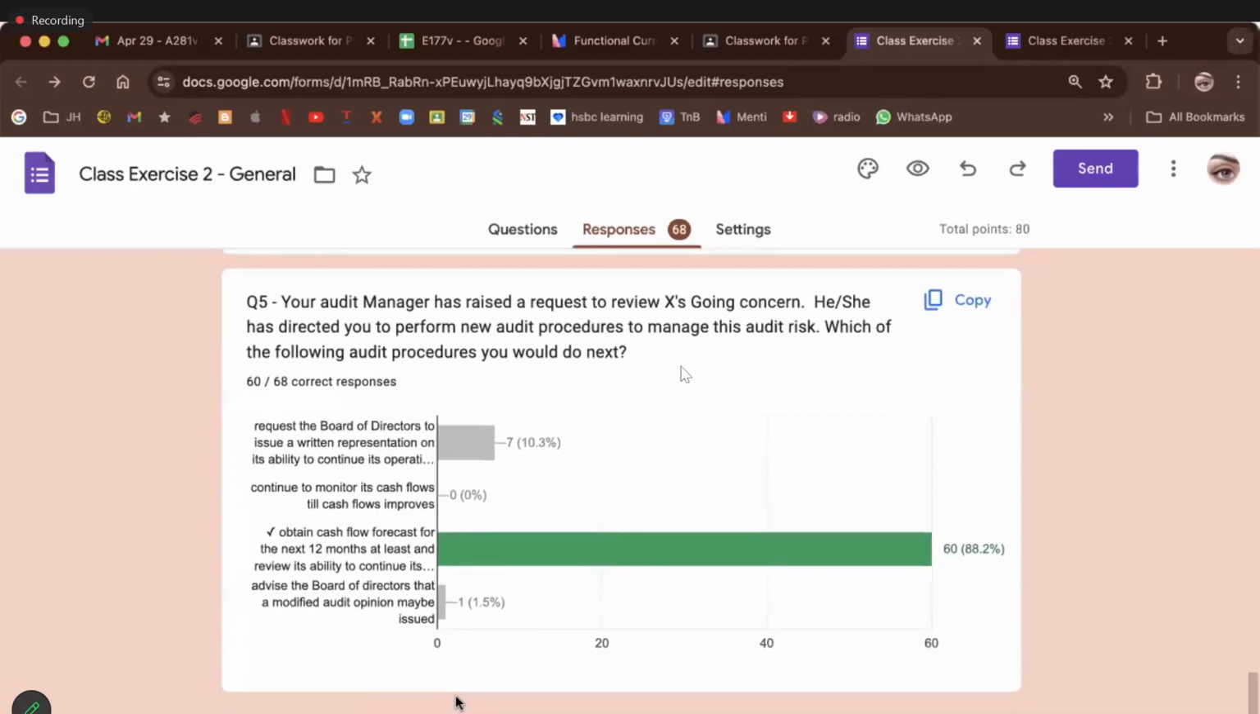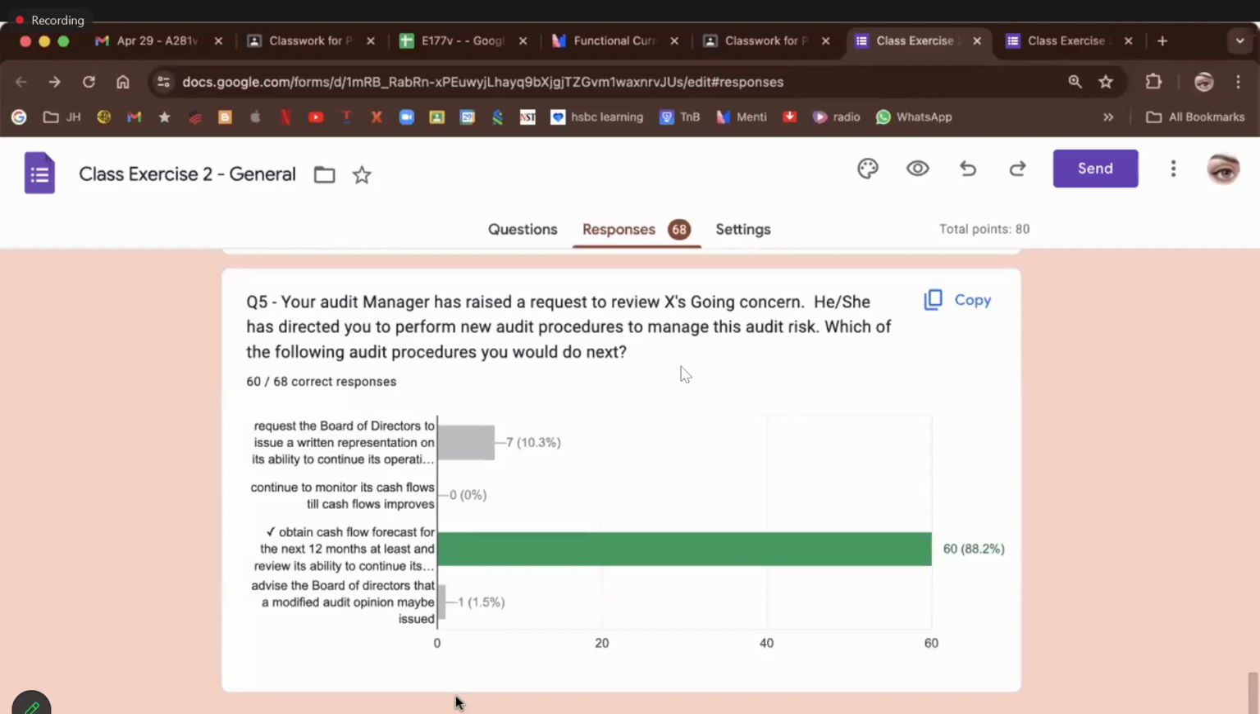Question 5, your audit manager has raised a request to review X's going concern. He or she has directed you to perform new audit procedures to manage this audit risk. Which of the following audit procedures would you do next? Over here, you need to have a little bit of understanding on how we should do going concern review. Usually going concern testing requires examining whether the reporting entity has the ability to operate for at least the next 12 months after the financial year end.